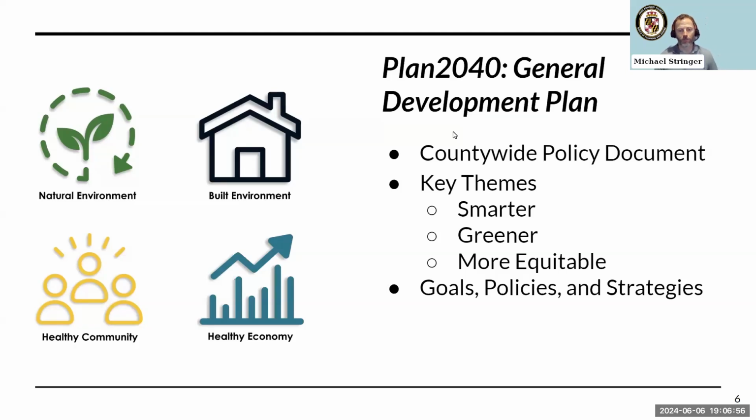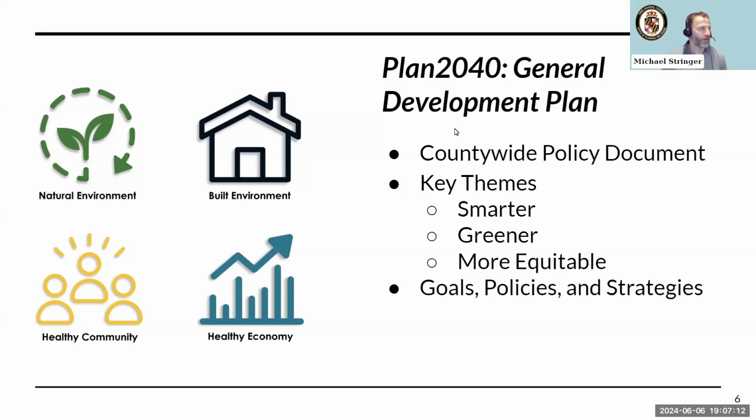Again, I'm Michael Stringer. I'm a senior planner with the Office of Planning and Zoning. I actually grew up in Anne Arundel County. I've developed most of my career working on the West Coast and recently moved back, and I'm happy and honored to be working with these communities on these region plans and our community planning efforts.